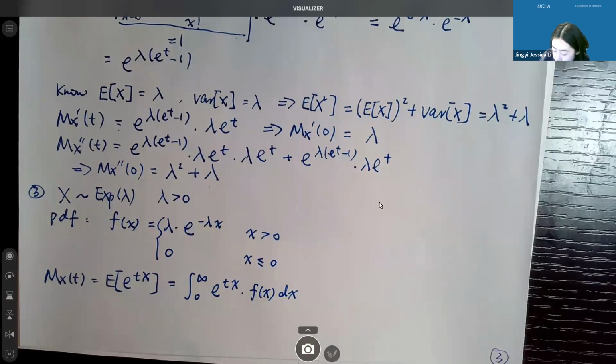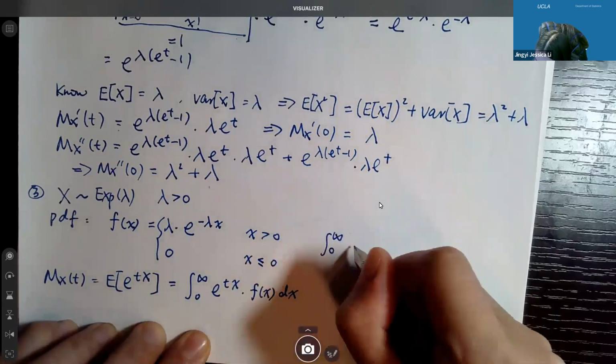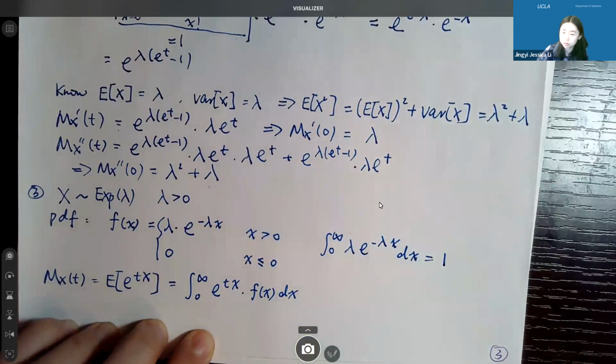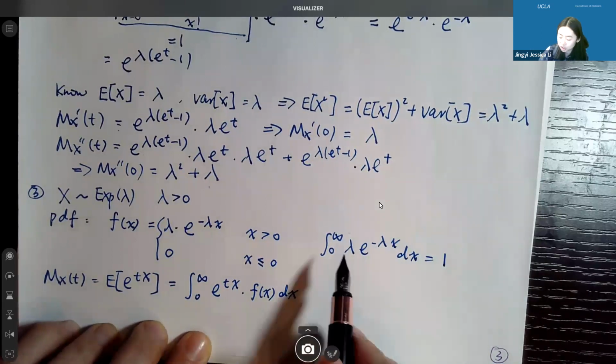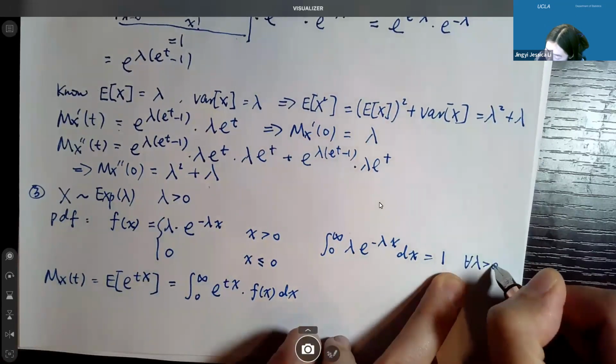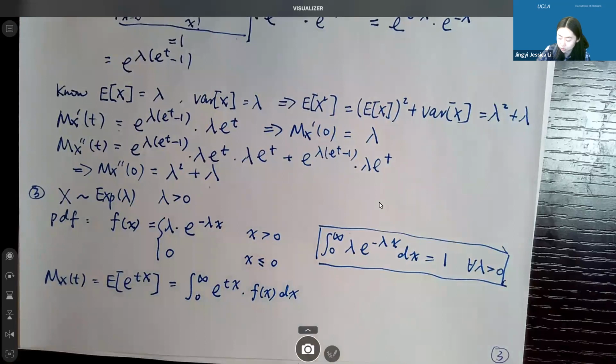So here, again, the question is how do we simplify this integration? Just as in the first 2 examples, we need to simplify the sum so we can get a clean form for the moment generating function. To do that, let's look at the density and use the fact that the density integrates to 1. This is the fact we will use, and it is conditional on lambda being positive. So for any lambda positive, we have this fact, and we are going to use it to help us simplify this moment generating function.